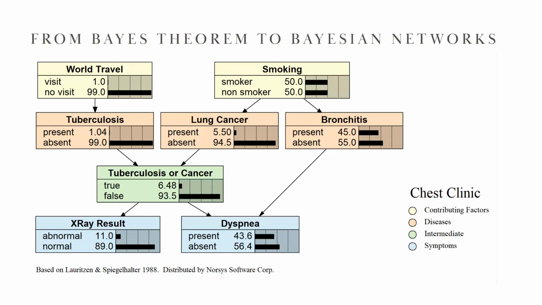The smoking node is connected to the lung cancer and bronchitis nodes, indicating that being a smoker means you are more likely to have lung cancer or bronchitis than a non-smoker. And if you have any of these conditions, TB, cancer or bronchitis, you are more likely to have dyspnea, which is shortness of breath. The network is in the no evidence state.